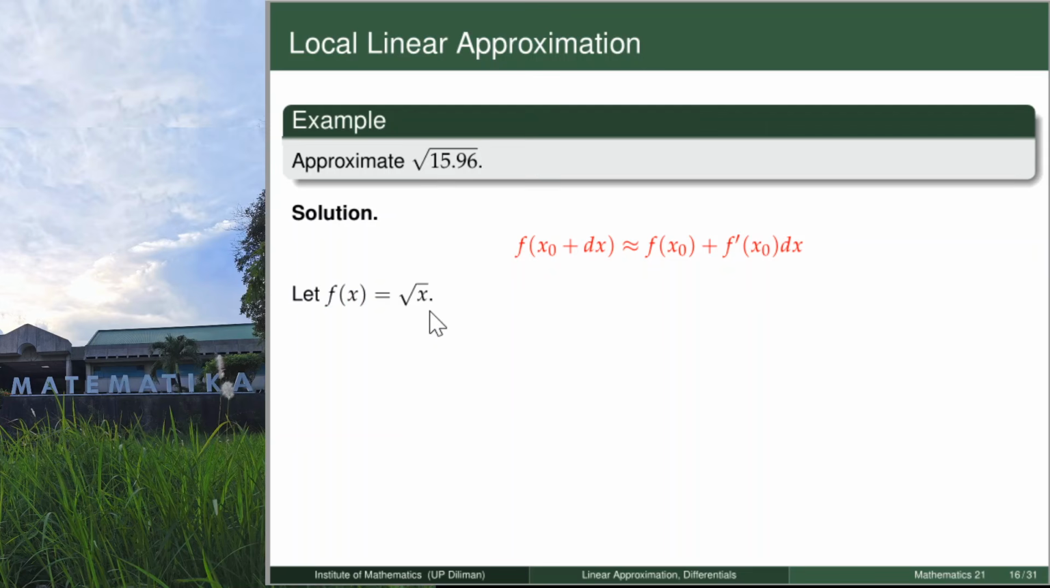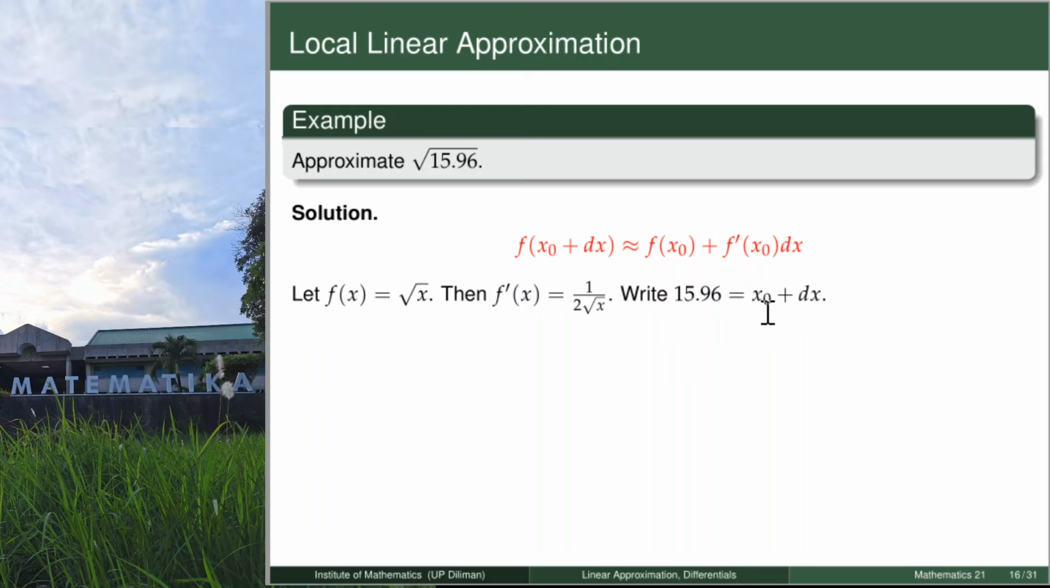By the way, it's also easy to get f prime, so just write it down. And then let's decide what x0 and dx are. So how do we do that? We want to write your constant here, 15.96, as the sum of x0 plus dx. So that if you plug that in to your f, you will get f of x0 plus dx, right? Yeah, so that's what we want.